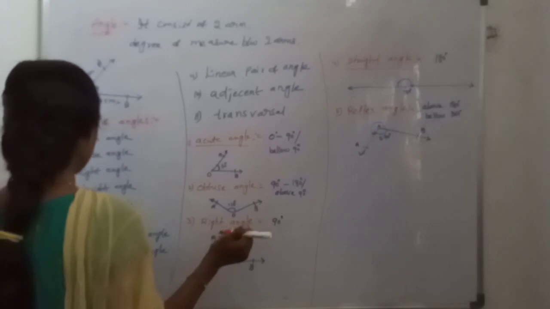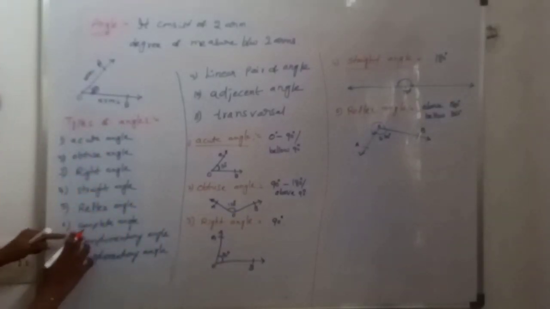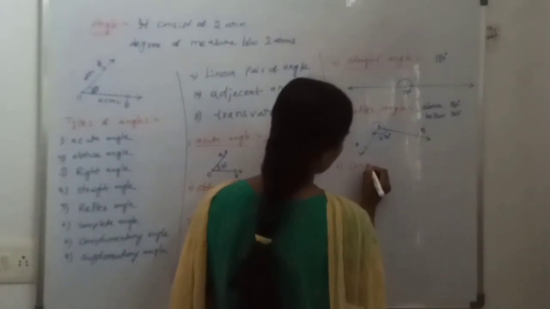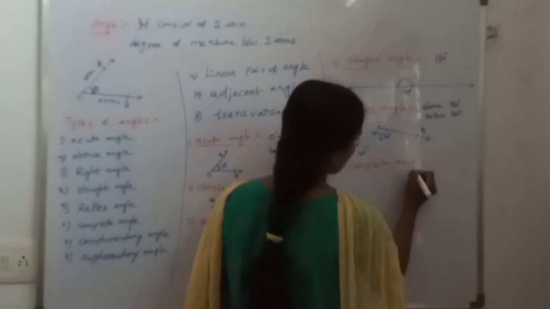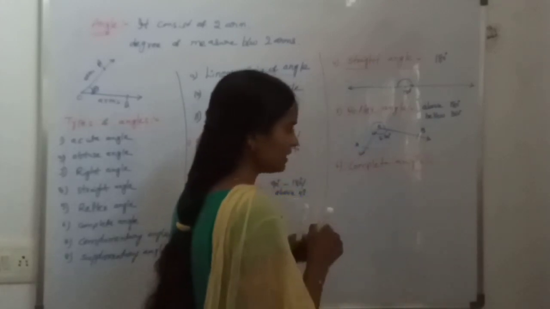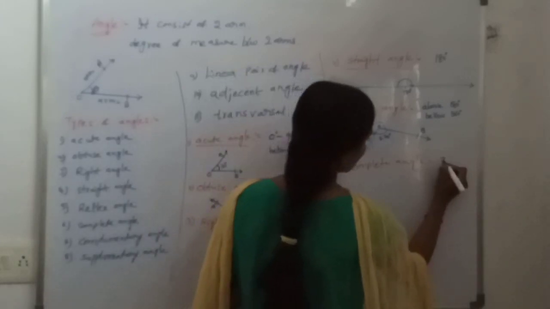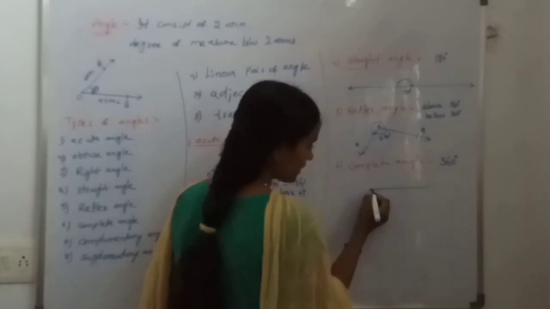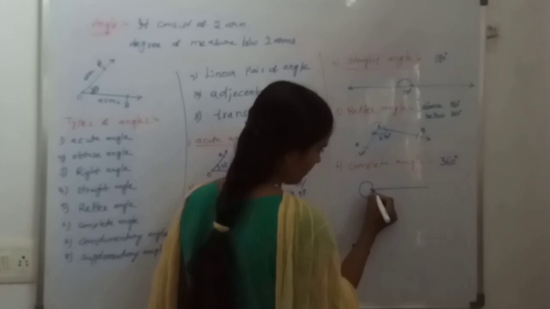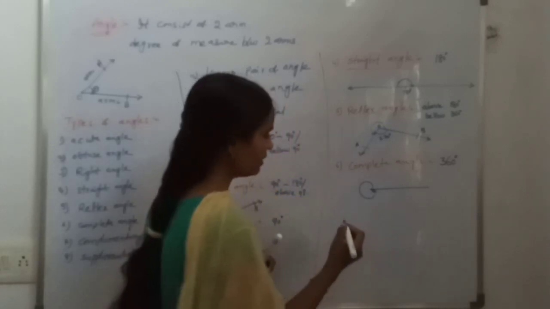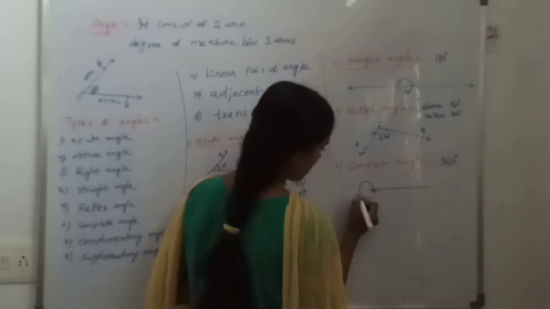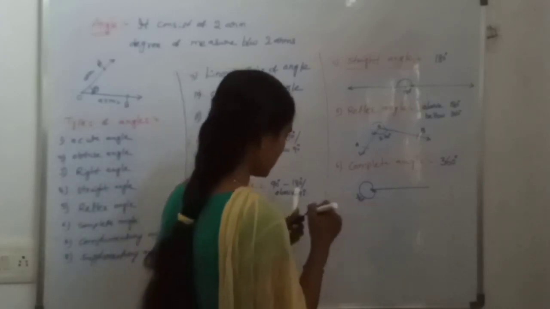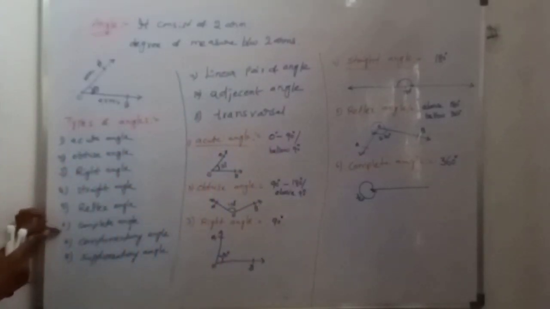Now what is the next one? After the reflex angle, the complete angle. Complete angle means it has 360 degrees total. Here a point is there, then move from this place here to here. This is the total arm. It is called 360 degrees. This is the complete angle.